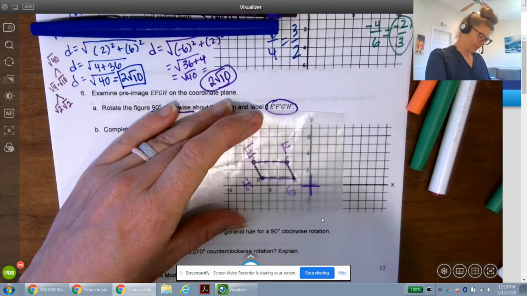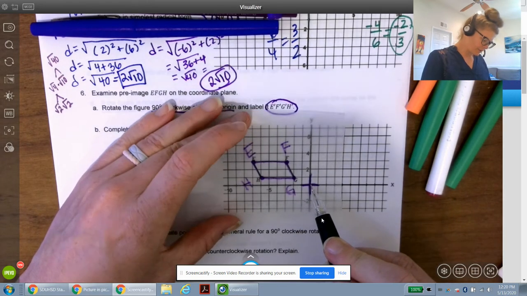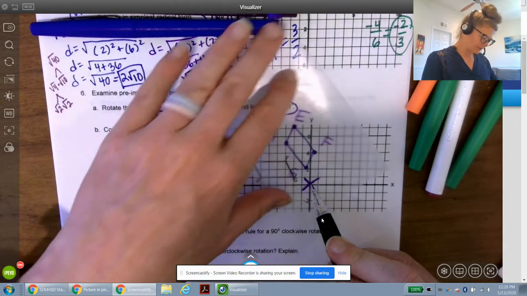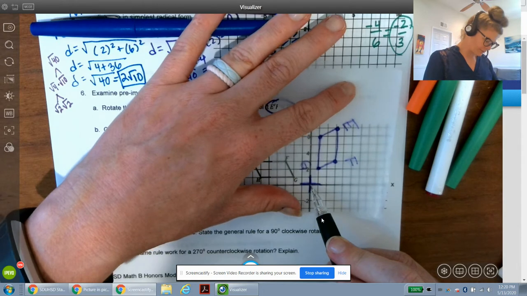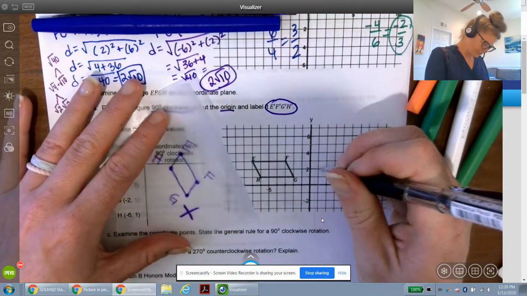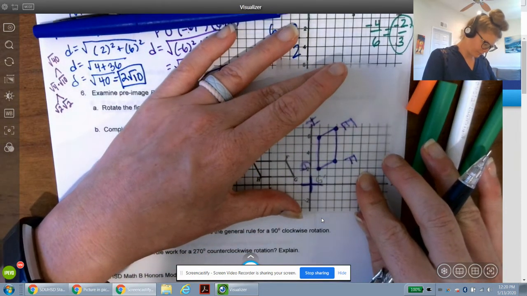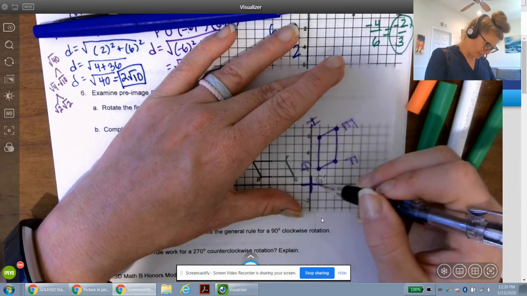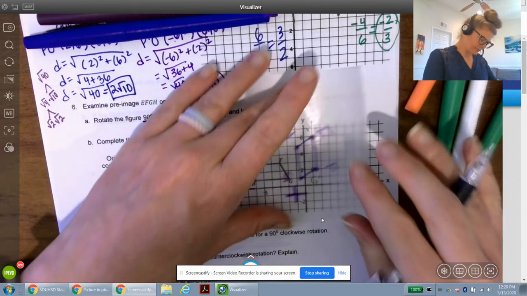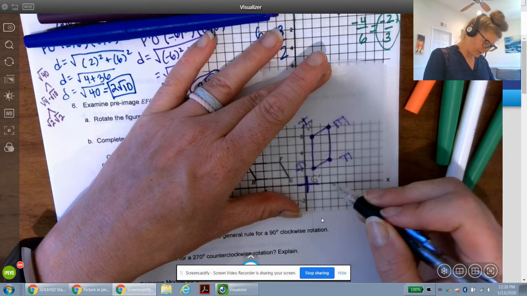Okay, so again, we are going which way? Clockwise and 90 degrees. G prime is going to be at 1, 2. H prime is going to be at 1, 6. F prime is going to be at 1, 2, 3, 3.